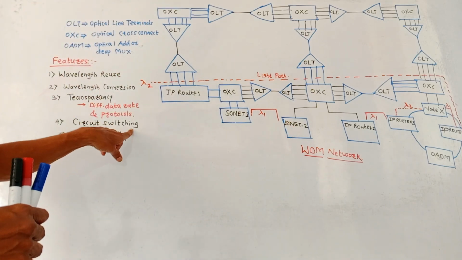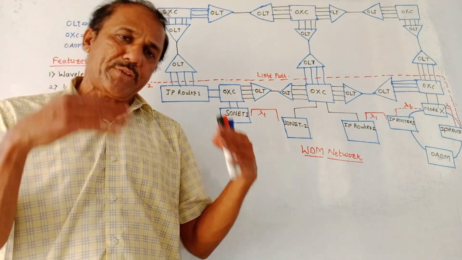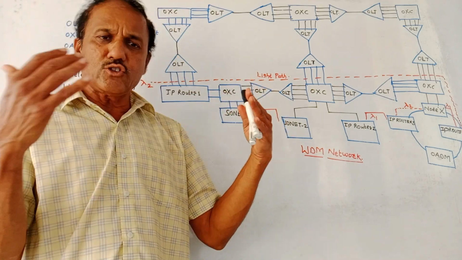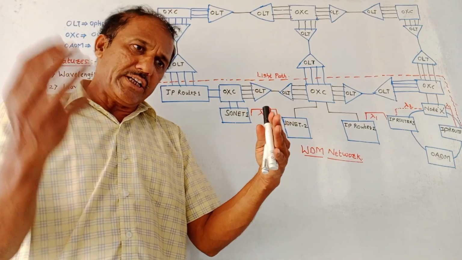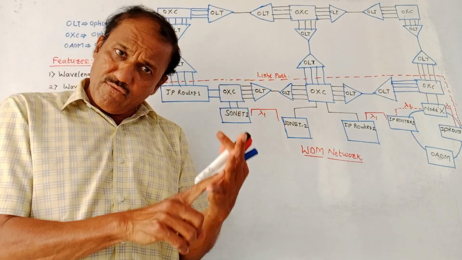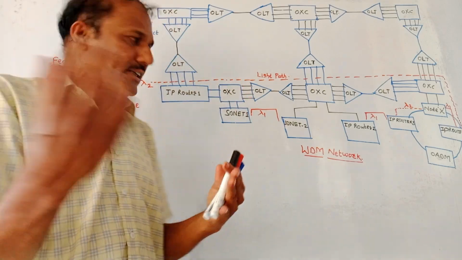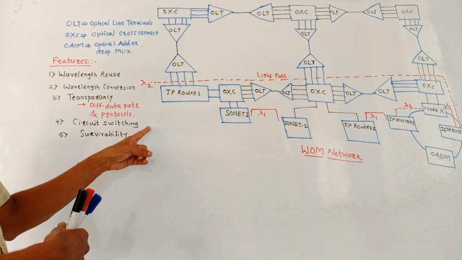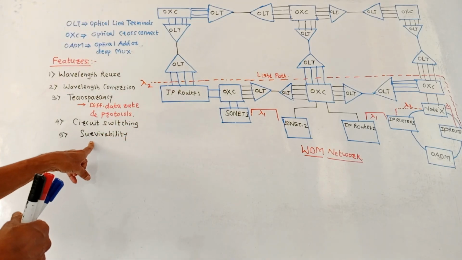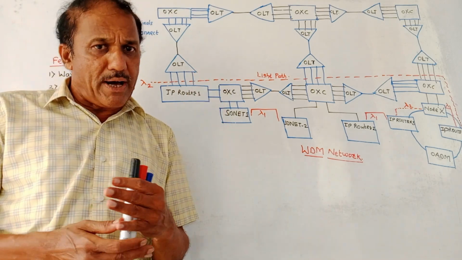Next is circuit switching. This feature is similar to the circuit switching technique of the telephone network. We know that in case of a telephony network, connections can be added as well as taken out. In the same way, you can add a new connection or you can take out an existing connection. So this is the circuit switching. Then the last feature is survivability. So this is an important part.